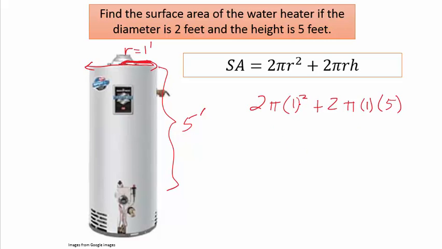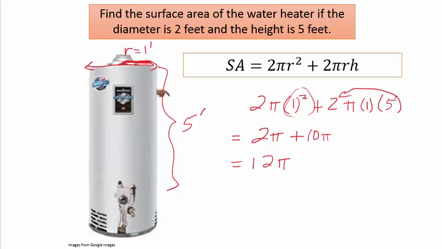1 squared is 1, times pi times 2. That just gives me 2 pi, plus my 5 times my 2 is 10, times pi is 10 pi. 2 pi plus 10 pi is 12 pi. So my exact area is 12 pi, which doesn't make a whole lot of sense thinking of it that way.